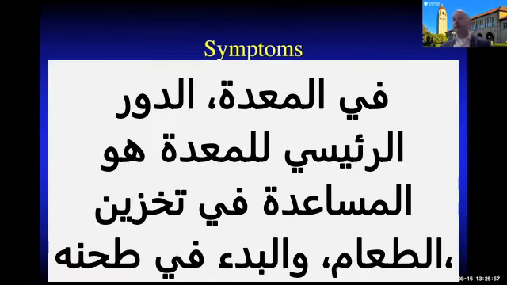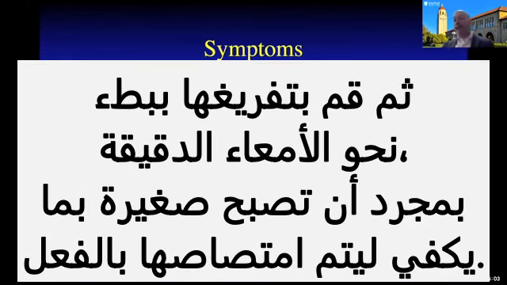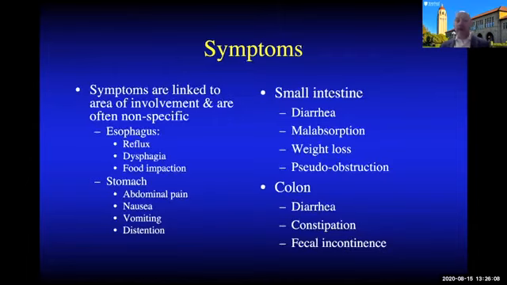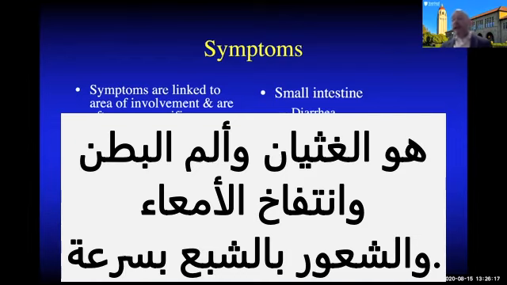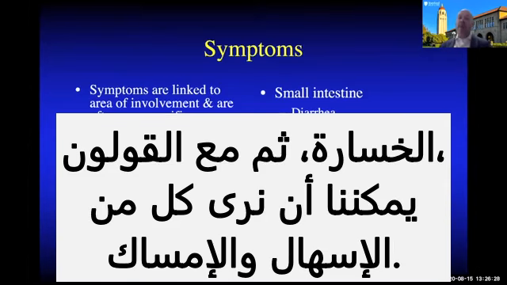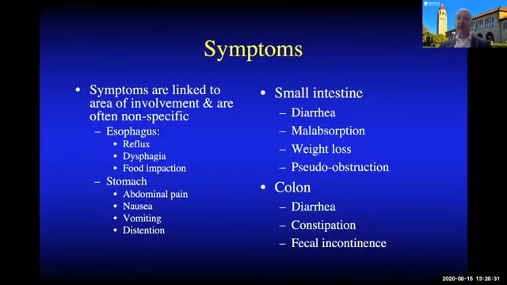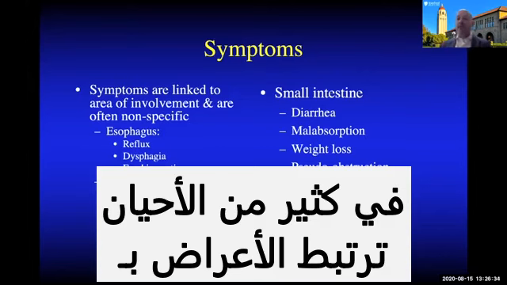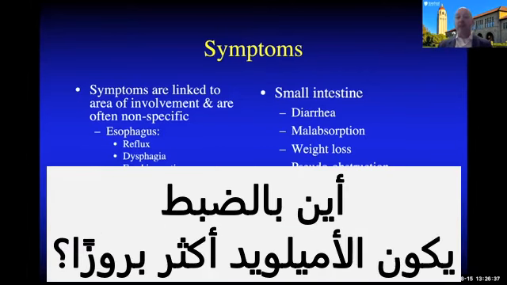In the stomach, the main role of the stomach is to help store food, start to grind it down, and then to empty it slowly towards small bowel once it's small enough to actually be absorbed. And if there's problems with the stomach with amyloid in that area, what we tend to see is nausea, abdominal pain, as well as gut distension, and a sense of getting full quickly. With the small intestine, we tend to see more diarrhea, malabsorption, weight loss. And then with the colon, we can see both diarrhea and constipation. So oftentimes the symptoms are linked with where exactly the amyloid is most prominent.